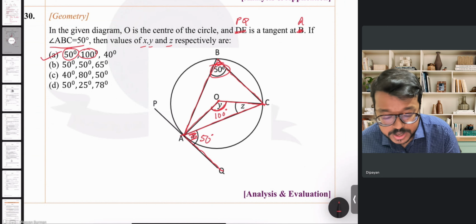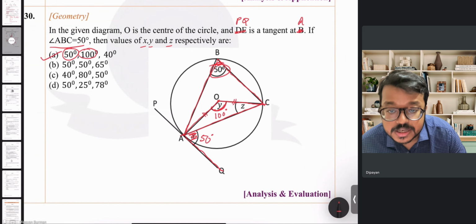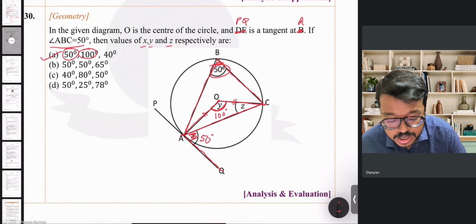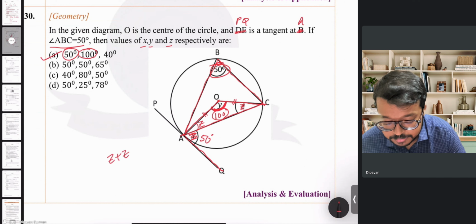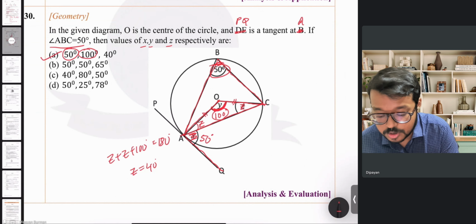And why does Z have to be 40 degree? If I look at triangle AOC, OA and OC are radius of the circle, so OAC is an isosceles triangle. I have found that this angle Y is 100 degree, so the base angles Z and Z, they have to add up to 180 degree. So Z plus 100 is 180. Therefore Z has to be 40. So option A is correct.